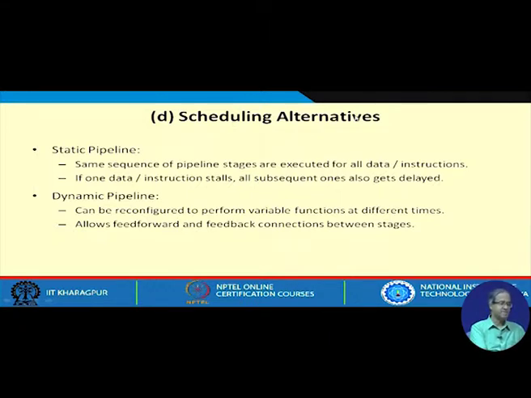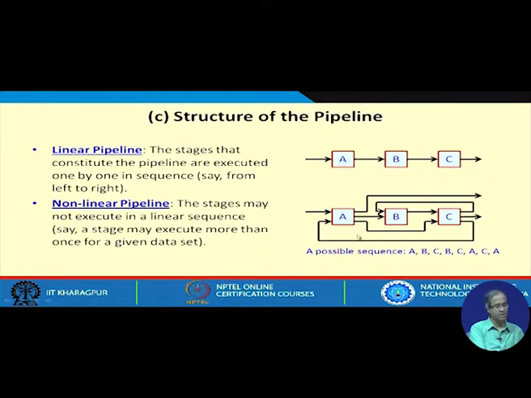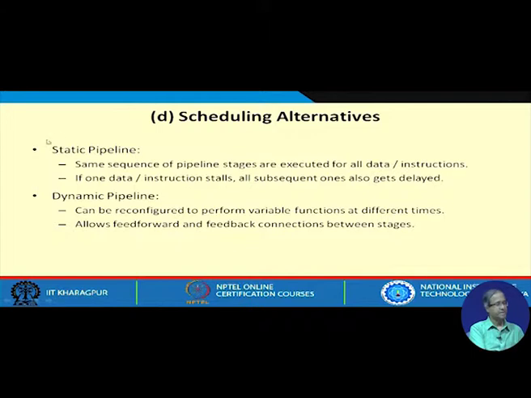The last classification depends on how we are scheduling the pipeline. It can be either static or it can be dynamic. Static means you have the pipeline stages, and in the previous example you have seen that either I can execute them linearly or I can execute them in some particular order, by feedback, etc. Static says the same sequence of pipeline stages is executed for all data sets. So, you can have non-linear pipelining, but the sequence of stages you are executing will always remain the same, that will not change with time. That is static.